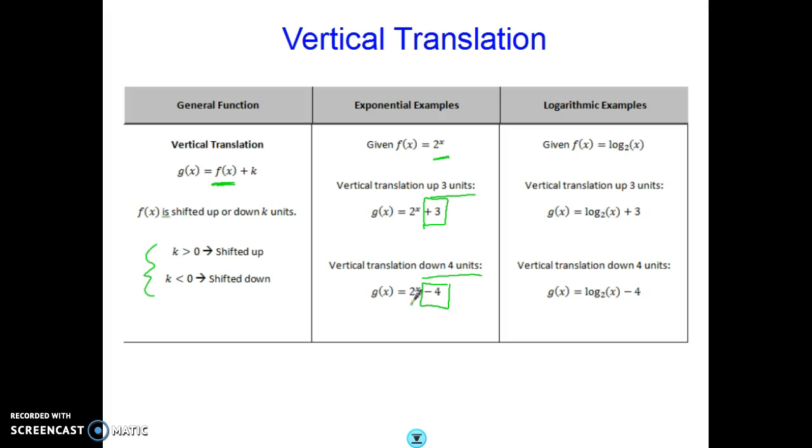Right? Notice how this doesn't really change. You can still really easily find the parent function there because these are added or subtracted way at the end. Similar thing again happens with our logarithmic functions, right? We start with that same parent, log base 2 of x. In order to shift up 3 units, we're going to tack on that plus 3 at the end. Notice again, you can still find the original parent function really easily. In order to translate down 4 units, we have to subtract 4 at the end, right? That minus 4.